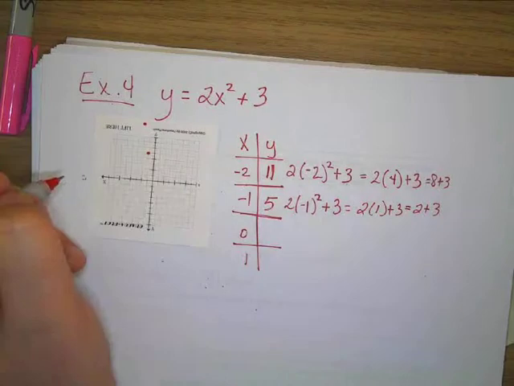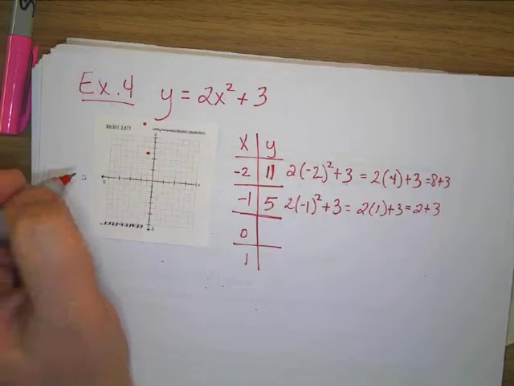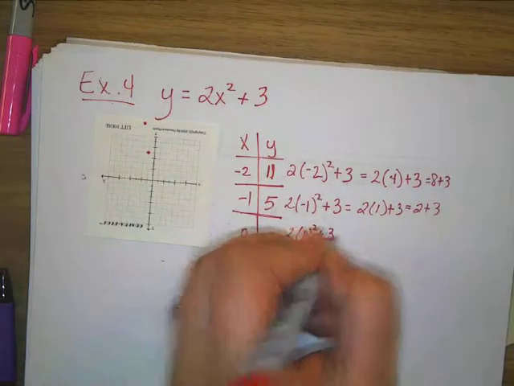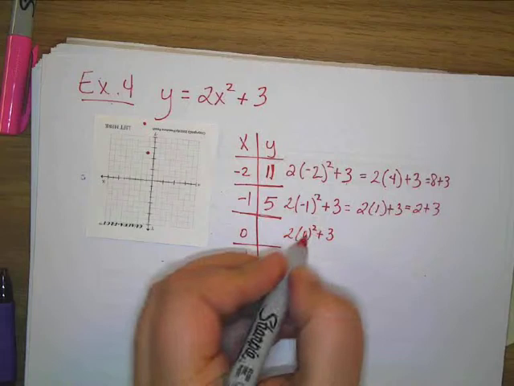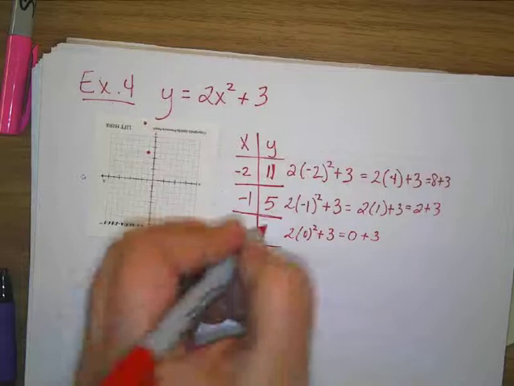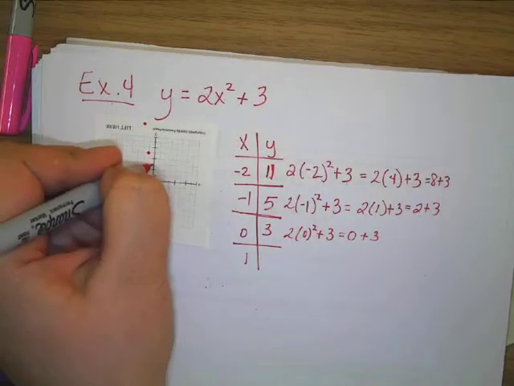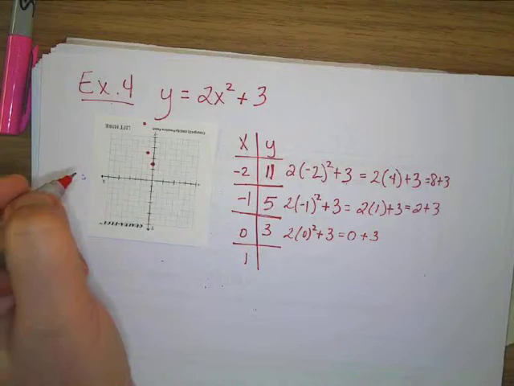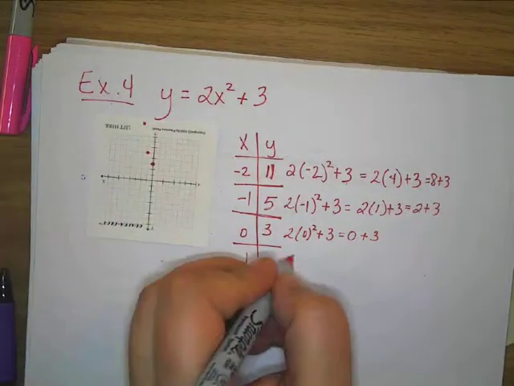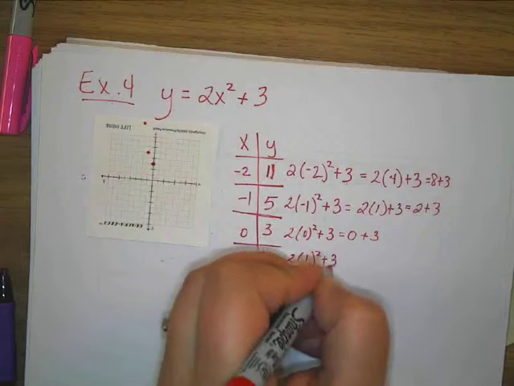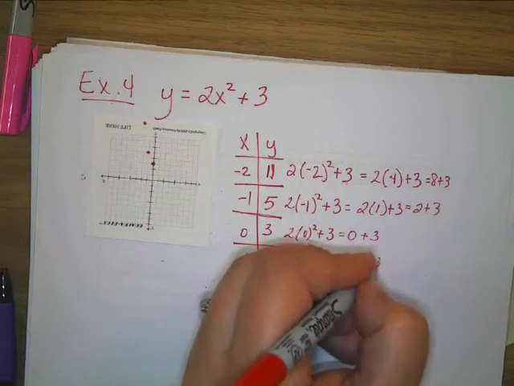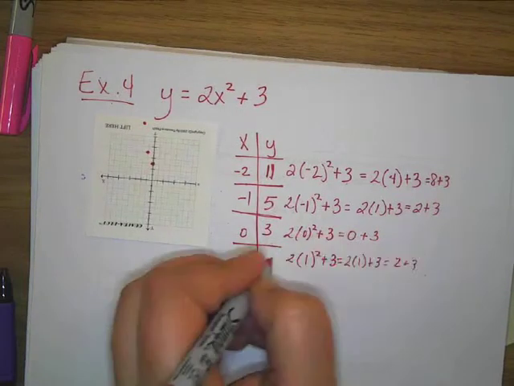It's right there. Let's put 0 in. I love 0. Because it's 0. Do we even have to do any work? Yes. Because what's 0 squared? 0. 2 times 0 is? 0. But you have 0 plus 3. Oh, it's 3. And then put the 1 in. So what's 1 squared? 1, 2 times 1? 2. And 2 plus 3. 5.